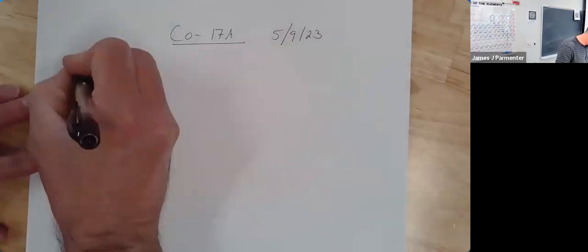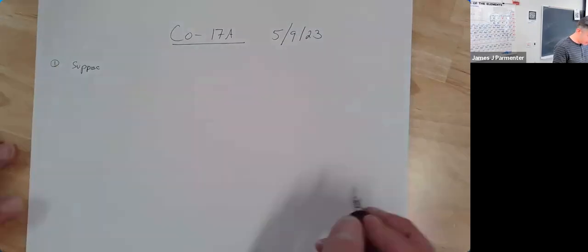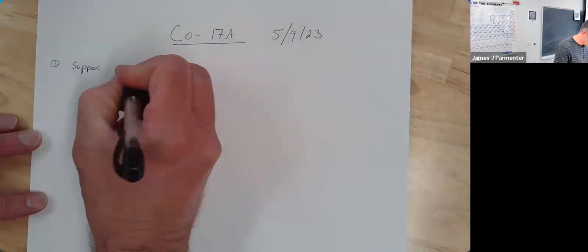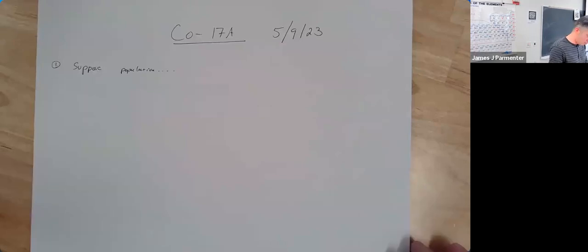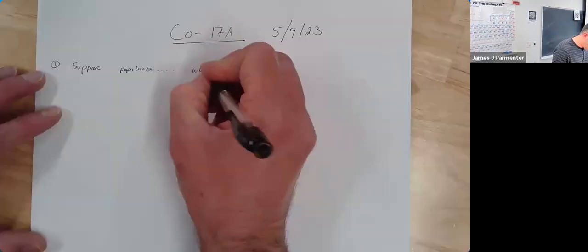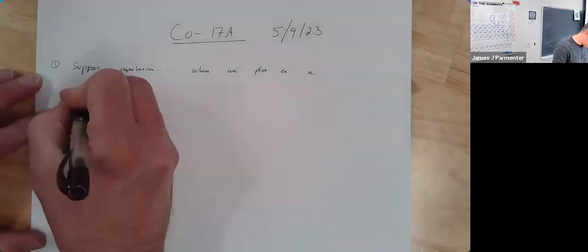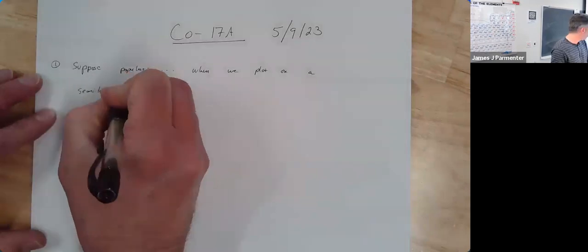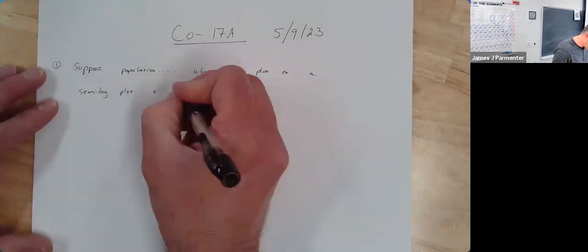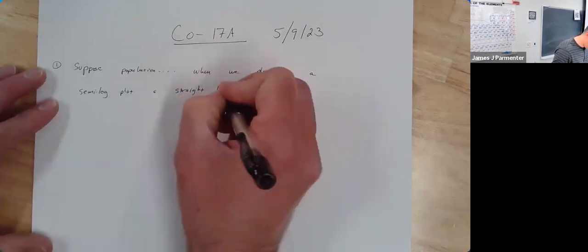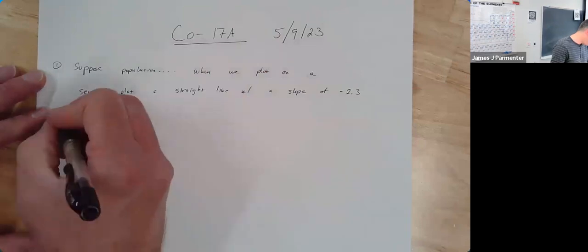Suppose, and so we're just going to get to the chase. So suppose population, etc. Right, you should be scanning this question and looking for the word, is it log or semi-log? So when we plot on a, we'll do semi-log first. On a semi-log plot, we're given the following information. A straight line with a slope of negative 2.3 results.